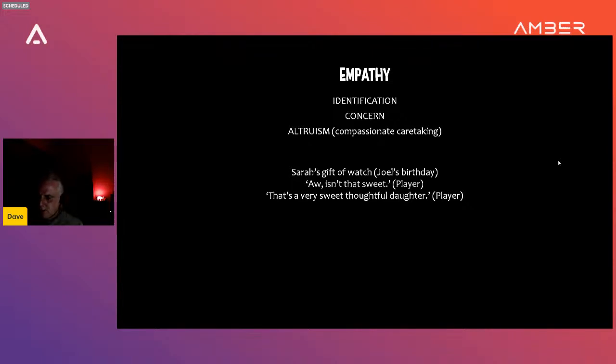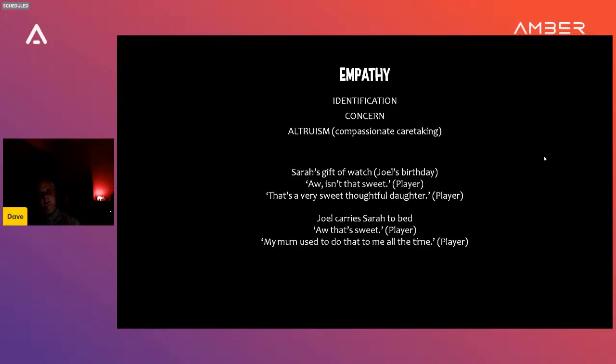And we need to see too that Joel is compassionate, thinks about others, carries Sarah to bed. Listen to the player. He used that word sweet. It's kind of curious to me. Oh, that's sweet.